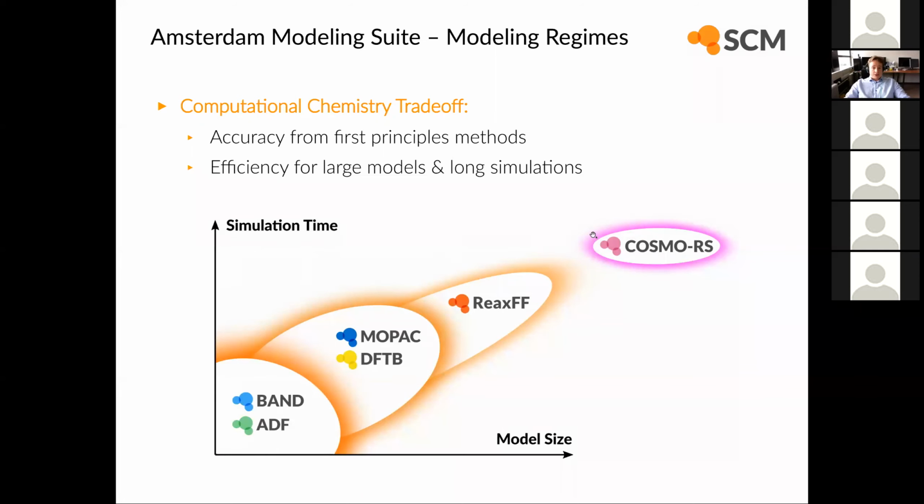And yeah, we try to combine them in order to exactly tackle this computational chemistry trade-off. On the one hand, one has very accurate methods available, but they're computationally very expensive. However, one would like to study large models and understand them, optimize them, and also one would like to do the same for processes, which often requires long simulation times.